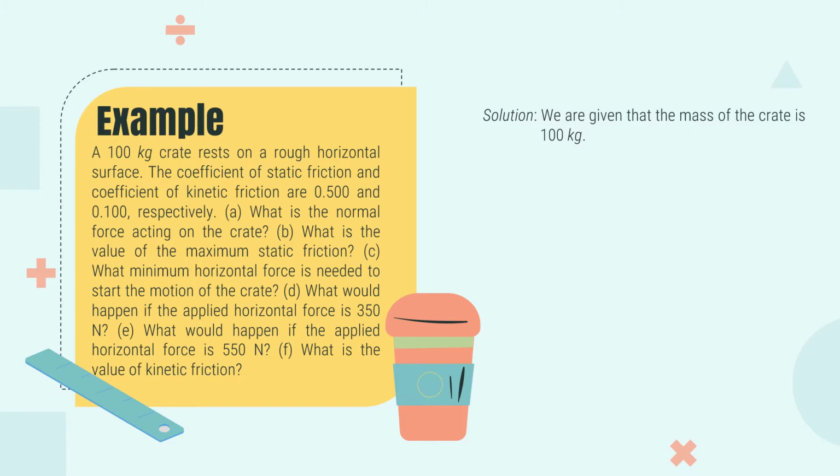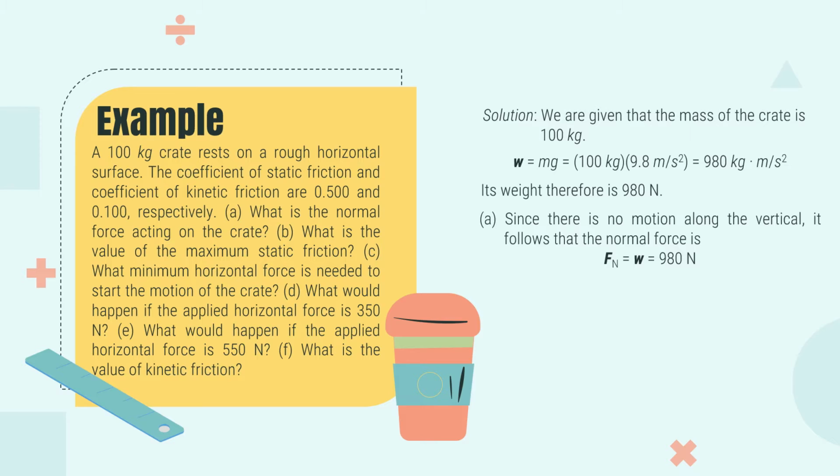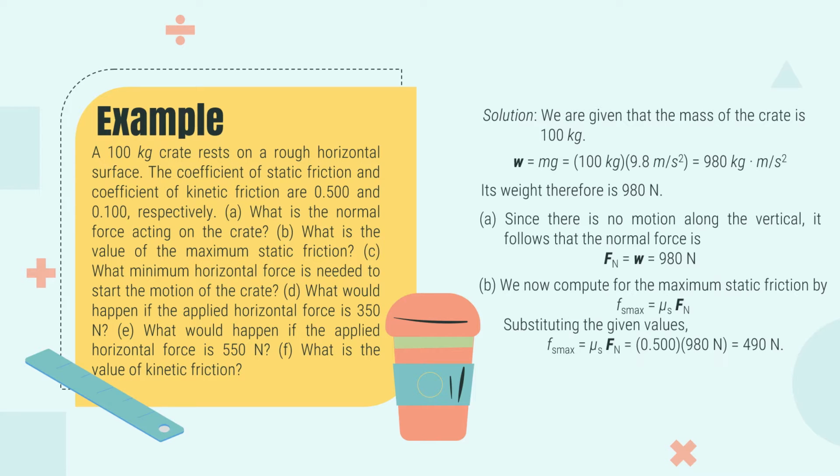We are given that the mass of the crate is 100 kilograms. We have a weight which is equal to mass times the acceleration due to gravity. We have 100 kilogram times 9 and 8/10 meters per second squared, which yields 980 kilogram meters per second squared. Its weight therefore is 980 Newton. Since there is no motion along the vertical, it follows that the normal force F sub n is equal to weight, which is equal to 980 Newton.